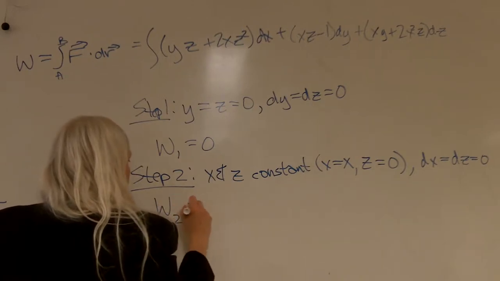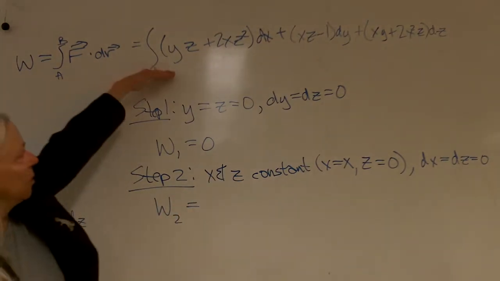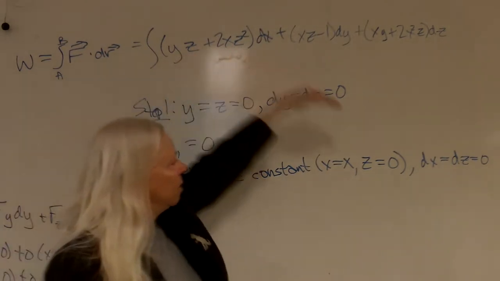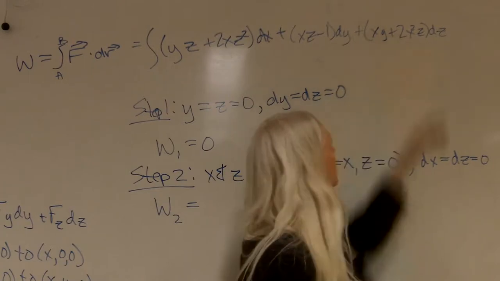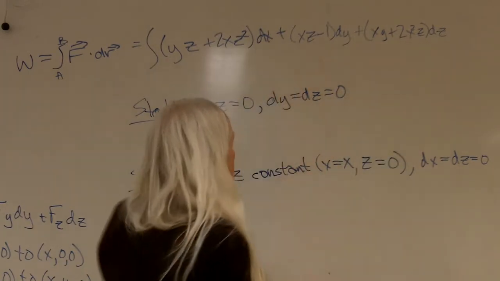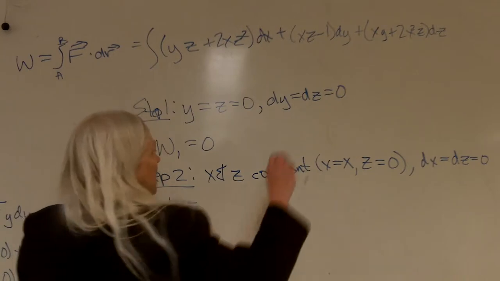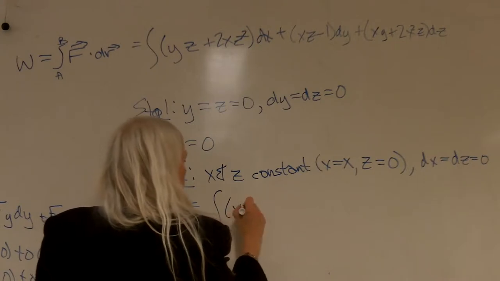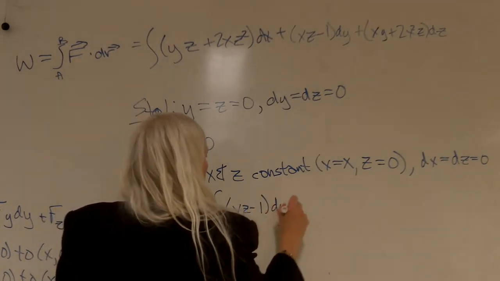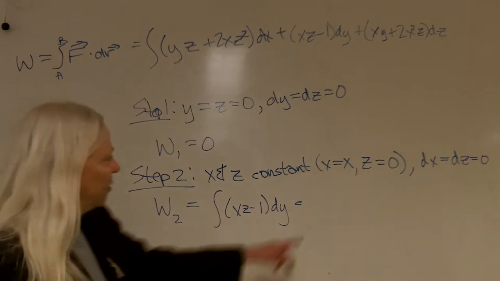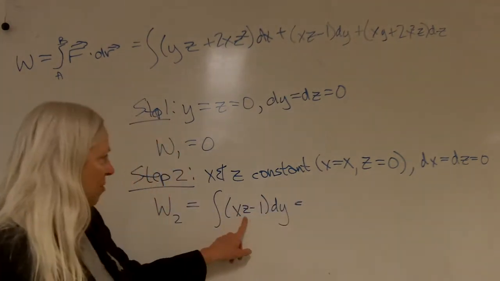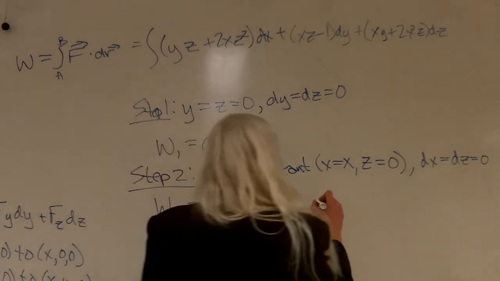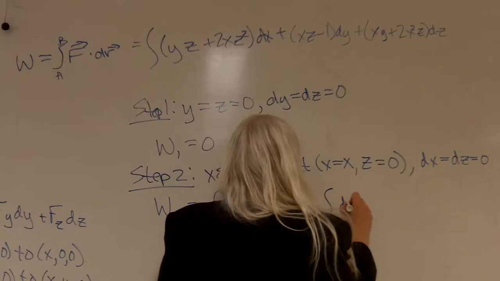So the work done for step 2, again, we're starting with this expression up here. With dx equals 0, this whole term is gone. With dz equal to 0, this whole term is gone. So the only thing we've got left is this term right here. And in this term, let's just write it out like this first, xz minus 1 dy. But we can plug in the value of z equals 0, right? Since z equals 0 along this whole step, that's going to make that first term 0. So really, all we have here is just minus dy.